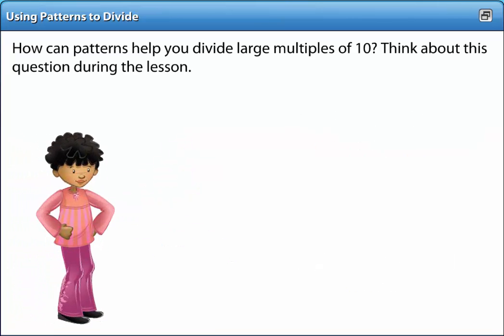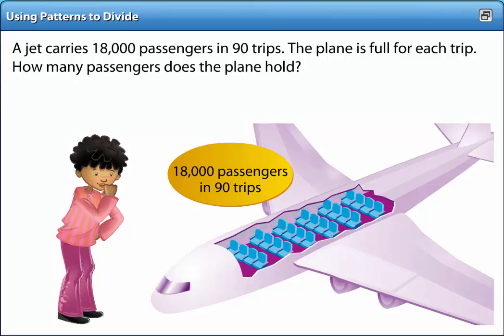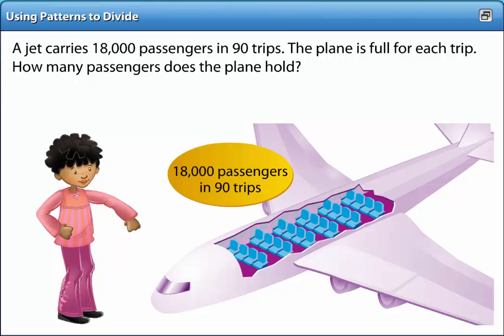How can patterns help you divide large multiples of 10? Think about this question during the lesson. A jet carries 18,000 passengers in 90 trips. The plane is full for each trip. How many passengers does the plane hold?